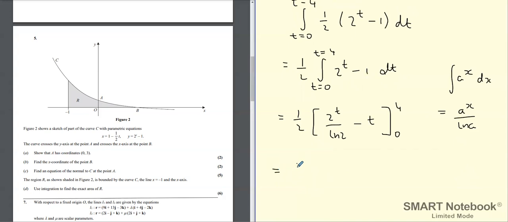So let's now try and work that out. 2 to the power of 4 is 16. 16 over ln 2, take away 4. Take away 2 to the power of 0 is 1. We get 1 over ln 2.